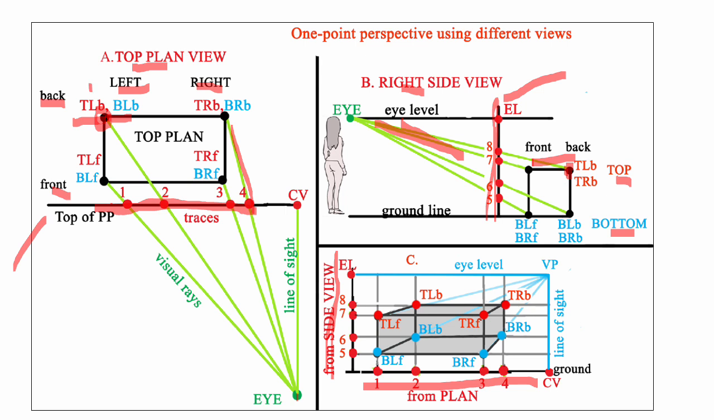So if we want to find the top left back corner here, it goes through number 2. And if we want the top left back over here, it goes through number 8. So the top left back is this point, and it connects to number 2 on the plan and number 8 on the side view. And you keep on doing that, and then you can draw the box in perspective using these two views.